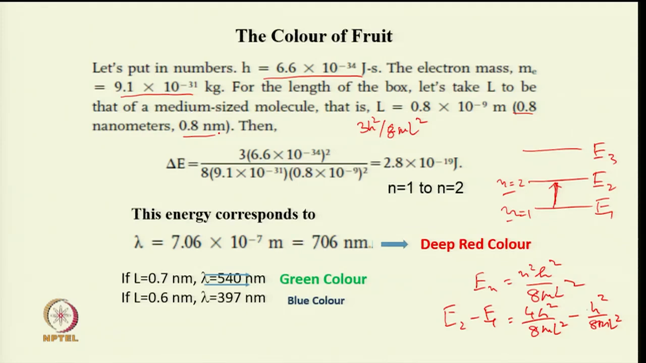Now we want to calculate the value of delta E and the corresponding lambda. So delta E is 3h square by 8 m L square. Here h square, 8, the mass of electron, and the length, which is 0.8 nanometer square, for the transition from n equal to 1 to n equal to 2. Delta E in this case will be 2.8 times 10 to the power minus 19 joule. This energy corresponds to lambda equal to 706 nanometer, which means the fruit is going to have a deep red color.